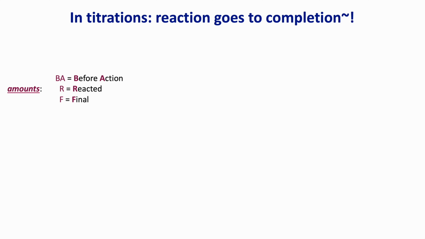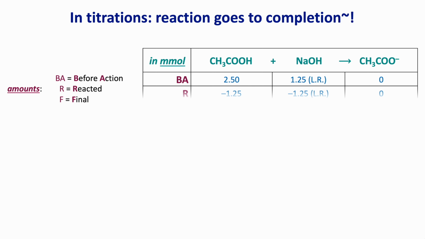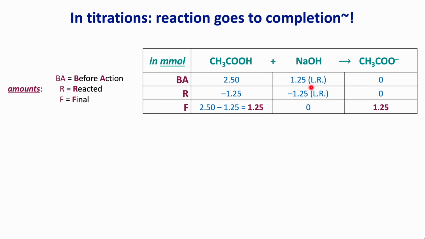How do we use it? Since we're not working with concentrations but with amounts, BARF stands for amounts before action, amounts reacted, amounts final. Before action, what action? Well, before the actual reaction happens, I had this number of moles of my acid, this number of moles of my titrant. I determine that this is the limiting reactant. This gets fully consumed, so that gives me at the end 0 moles of the titrant, but this one determines how many moles of the acid are going to react and also constrains the number of moles of my product that can be formed.